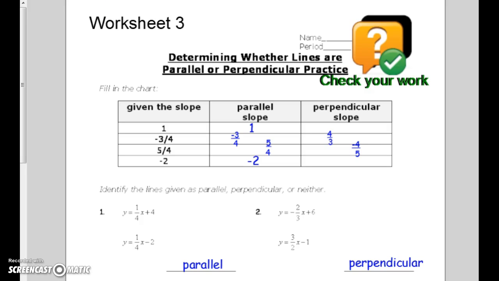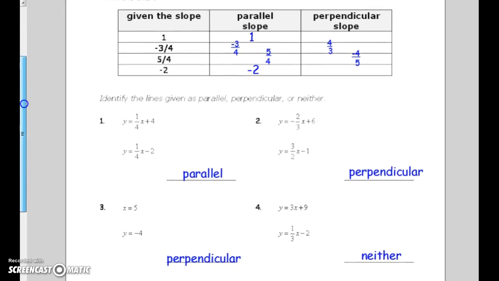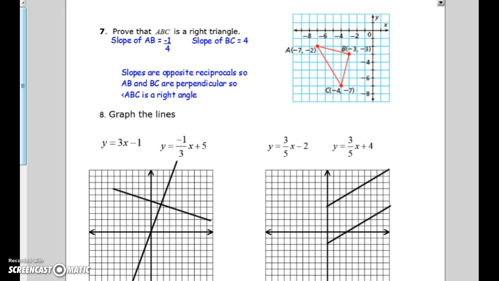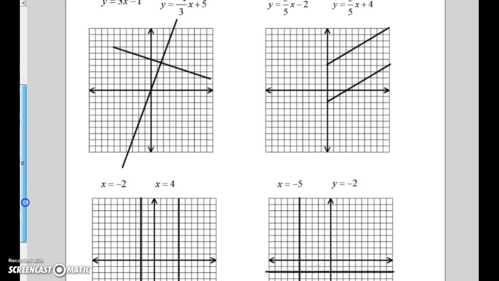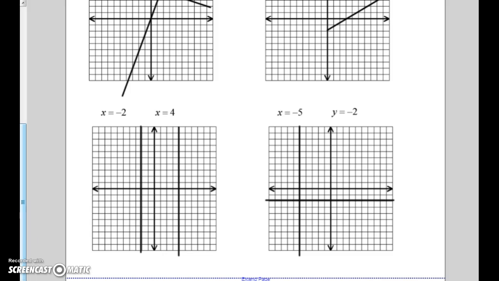And then you have worksheet 3. Again, Ms. Burns, if you don't mind just pausing so they can check their answers. Scrolling down to the bottom. And then on the back side. And then here are the graphs. Here for those other problems.